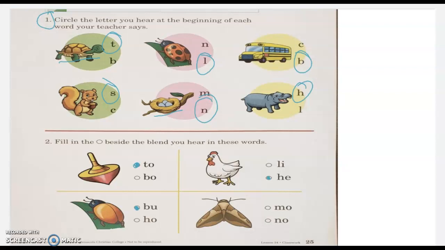Good. This is a picture of a moth. Moth. Which blend says m? Very good.